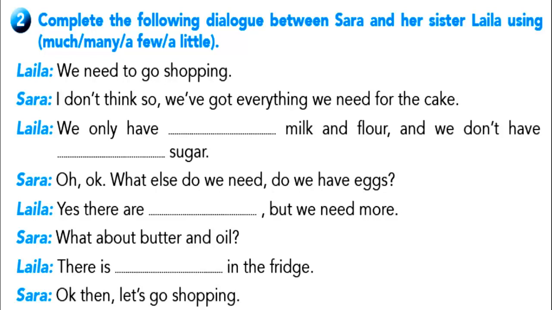Sarah, oh, okay, what else do we need? Do we have eggs? Yes, there are, but we need more. We refer to the word eggs here. Be careful about this one. Sarah says, what about butter and oil? There is in the fridge. We speak about what here? Butter and oil. Okay, then let's go shopping. Now I think the answer is clear. Take half a minute and do this exercise alone and then come to check your answers with me.